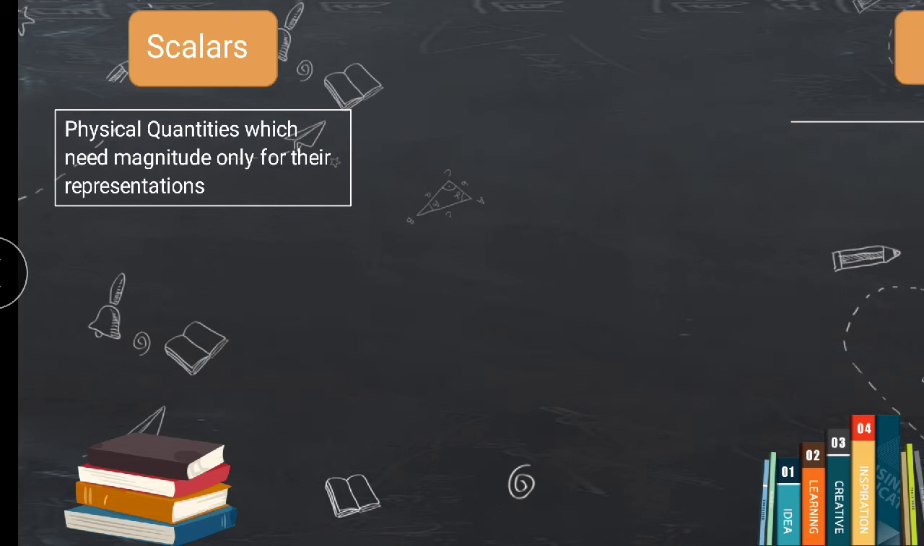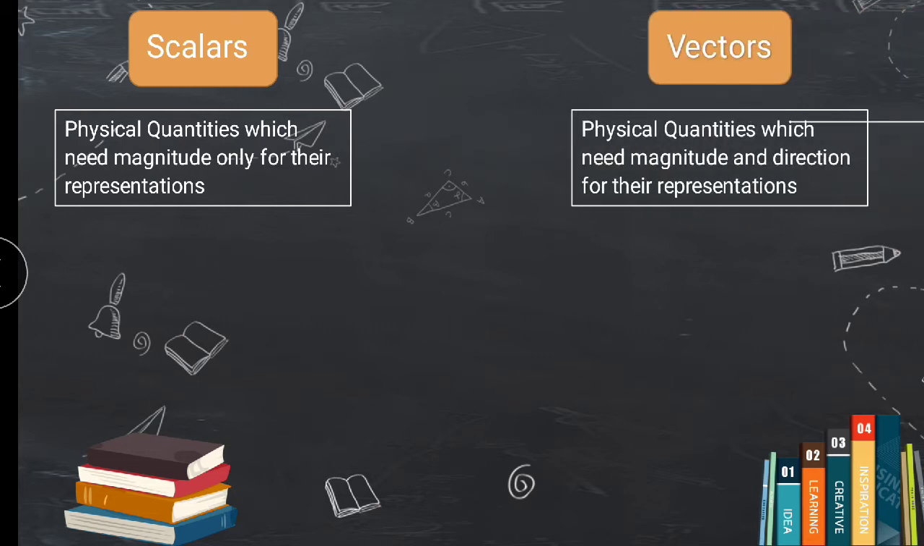Now we are moving toward the vector. What is meant by a vector? A physical quantity which needs magnitude as well as direction, right? Now if a physical quantity needs magnitude as well as direction, what is the example of that? We can take the example of velocity, right?